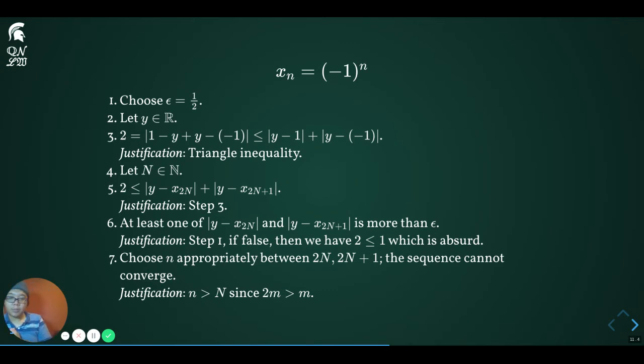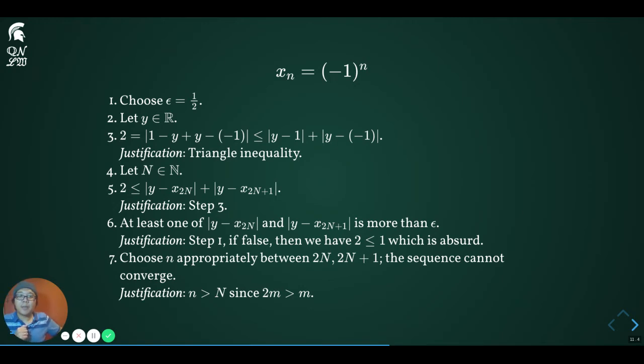Let y be a real number. This y is arbitrary. We first use the triangle inequality to show that the distances from y to the two clusters add up to be at least the distance between the clusters. 2 is the distance between the clusters. This is the distance between 1 and -1. We can rewrite that as the absolute value of 1 minus y plus y minus -1. The triangle inequality shows then the distance from y to 1 plus the distance from y to -1 add up to at least 2.